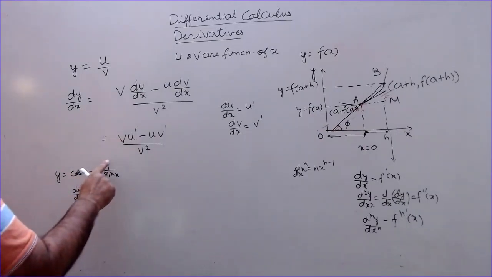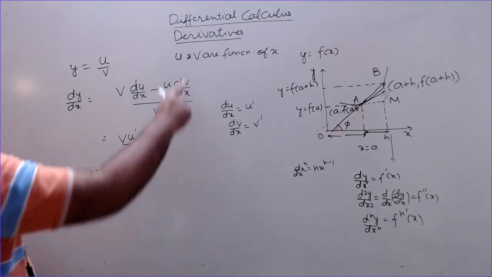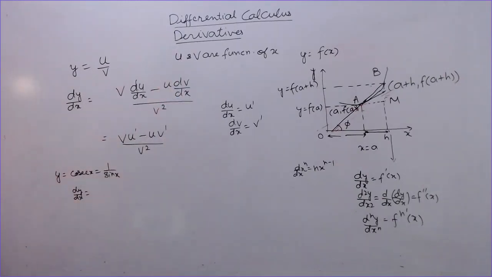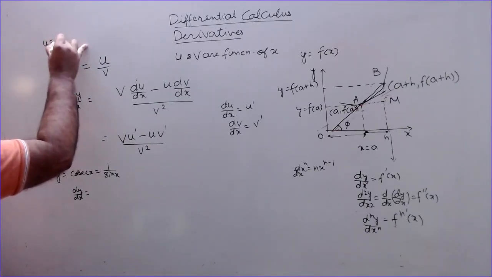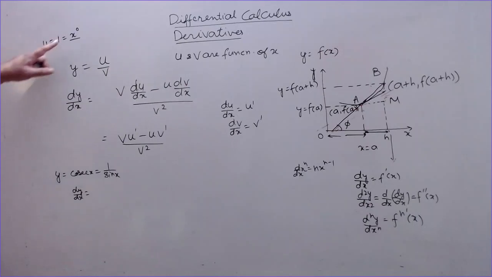So here u is 1 and v is sin x. Here I have written that u and v are functions of x. So here I have taken u equal to 1, which is not a function of x. I can write u equal to 1 as x raised to the power 0, which becomes a function of x. I can write it this way or this way also.